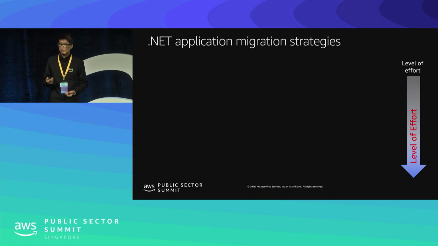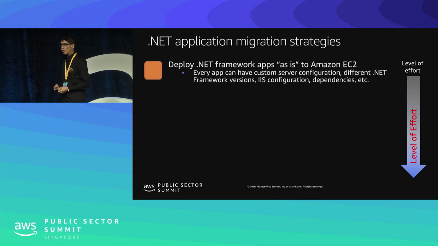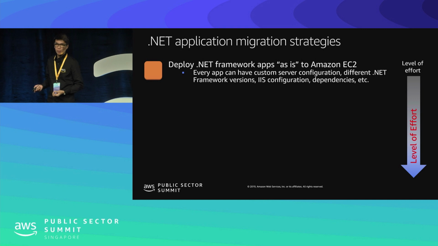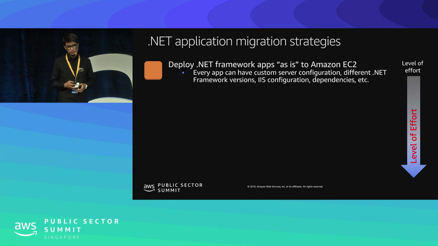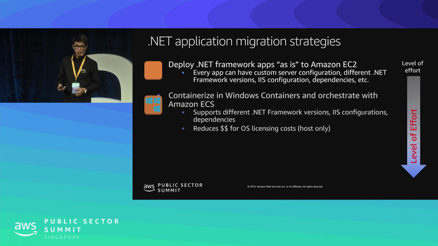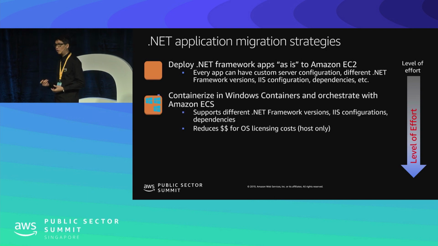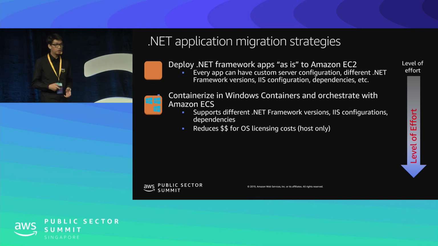So what are the strategies for migrating .NET applications? You can deploy your .NET Framework as is onto EC2. Basically, you're deploying your code on a server VM with a Microsoft Windows instance, and you can have different .NET Framework versions installed on the EC2. You have multiple EC2s. Or you can start to containerize your Windows applications and leverage ECS, which supports Windows containers.